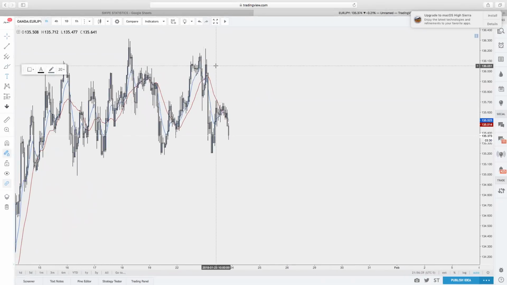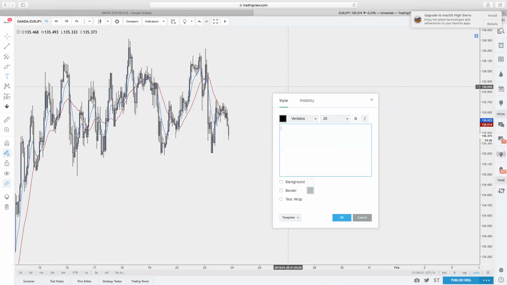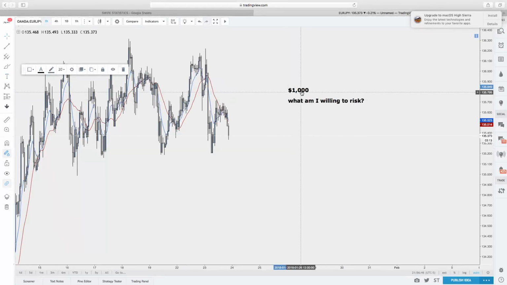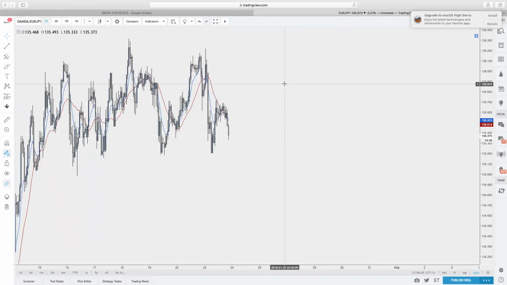For an example, we're going to do a $1,000 account. What you have to ask is, what am I willing to risk? What are you willing to risk? Ask yourself the same question. When I go to lose a trade, am I willing to risk $20 in 1,000? Am I willing to lose $50 in 1,000? Am I willing to lose $100 in 1,000?